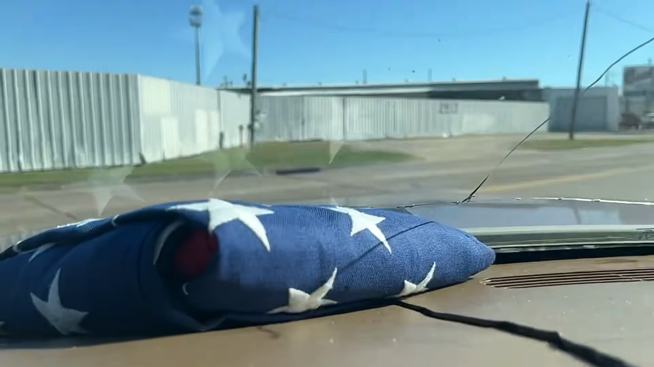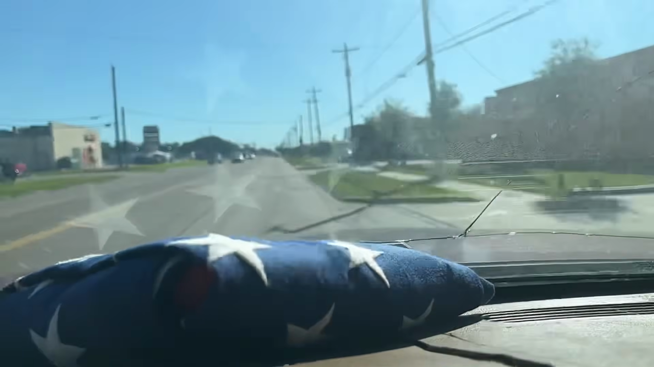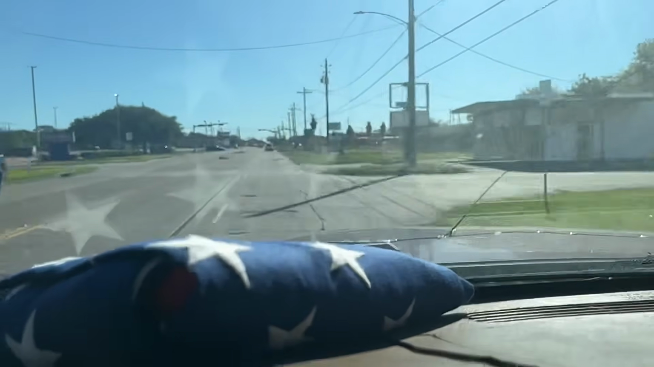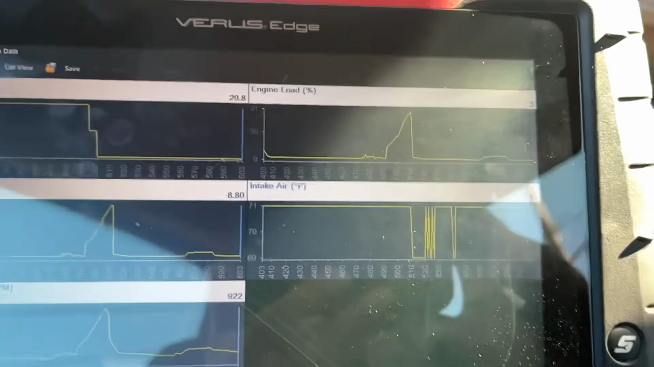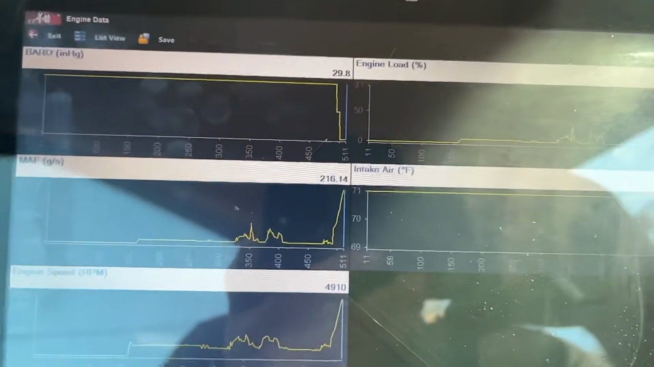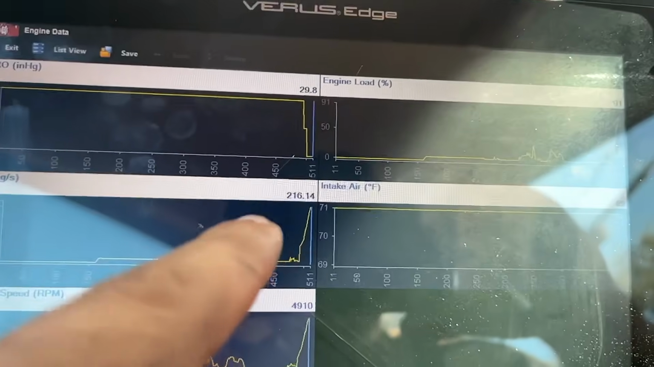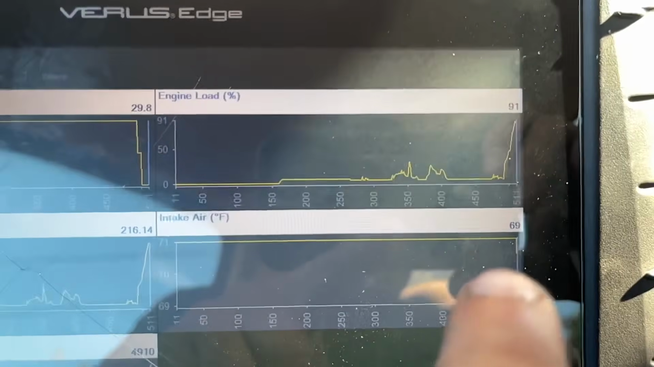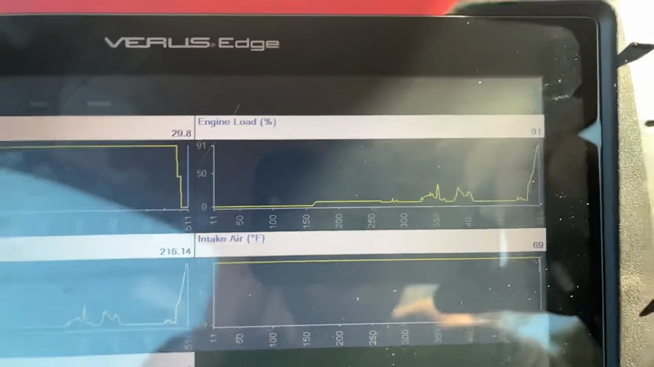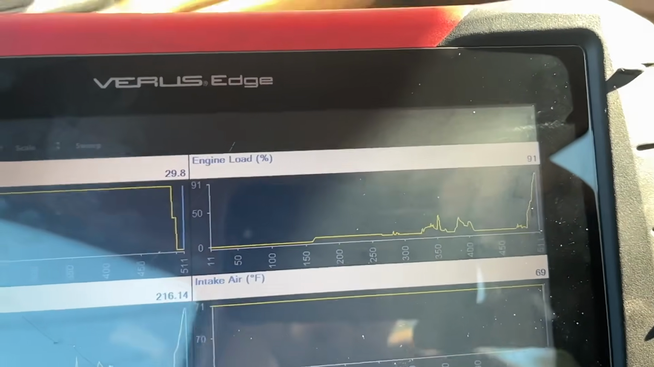All right, let's do the test right here. All right, let's check that out. All right, so we can see right here it topped off at 91, the engine load. All right, cool. Our MAF got to 216, RPM was about 4,900, and then our air intake was 69. We're doing this test early in the morning too.